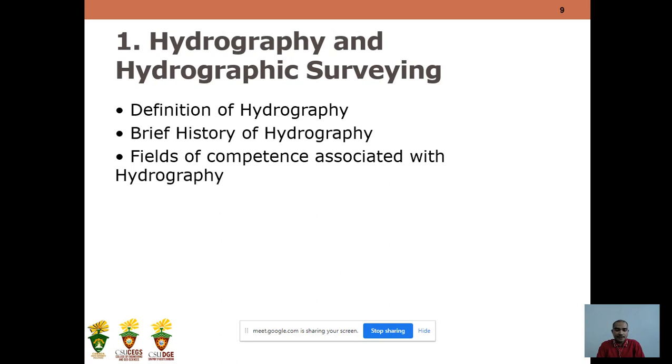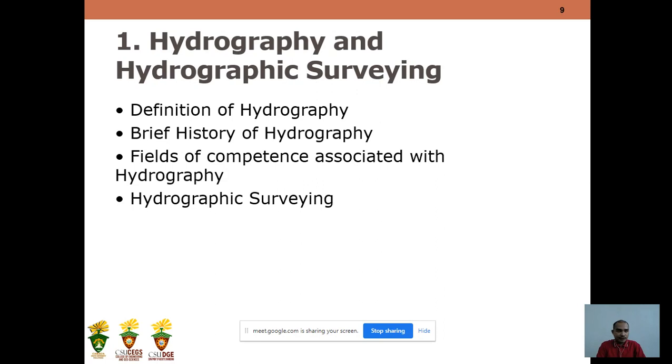Next is the fields of competence associated with hydrography. In this subtopic, we are going to discuss the sciences that are associated with hydrography. For example, oceanography. We are also dealing with mathematics, and physics for currents and waves. Things like that we will discuss in this subtopic.